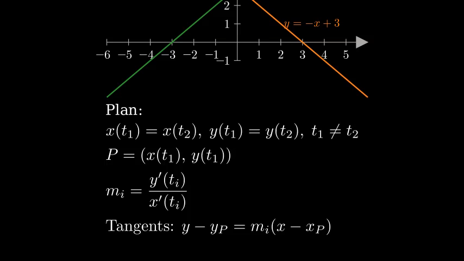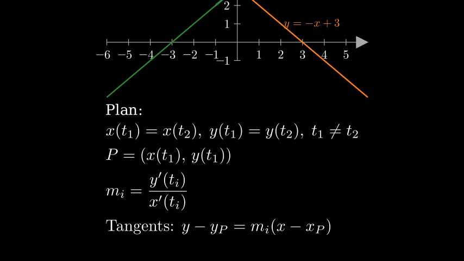Algebraically, here is the plan. 1. Solve x of t1 equals x of t2, and y of t1 equals y of t2 for t1 not equal to t2. 2. Evaluate the common point p as x of t1, y of t1. 3. Evaluate the slopes m1 and m2 using the derivative ratio. These produce the two tangent lines through p. The given solution, y equals x plus 3 and y equals negative x plus 3, corresponds to p at 0, 3 and slopes plus 1 and minus 1.